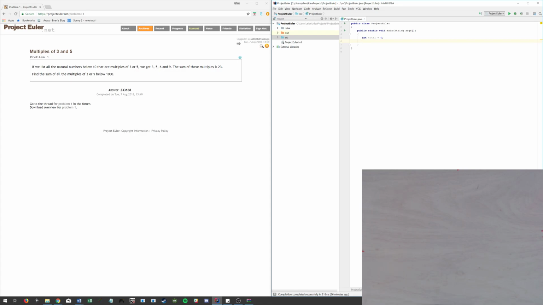For those of you unfamiliar, this int just means it's an integer, so it's a whole number. And it's a variable, so it can be increased or decreased. Then I will have a for loop. I'm going to start with 10 to make sure that we get 23 like we are supposed to.